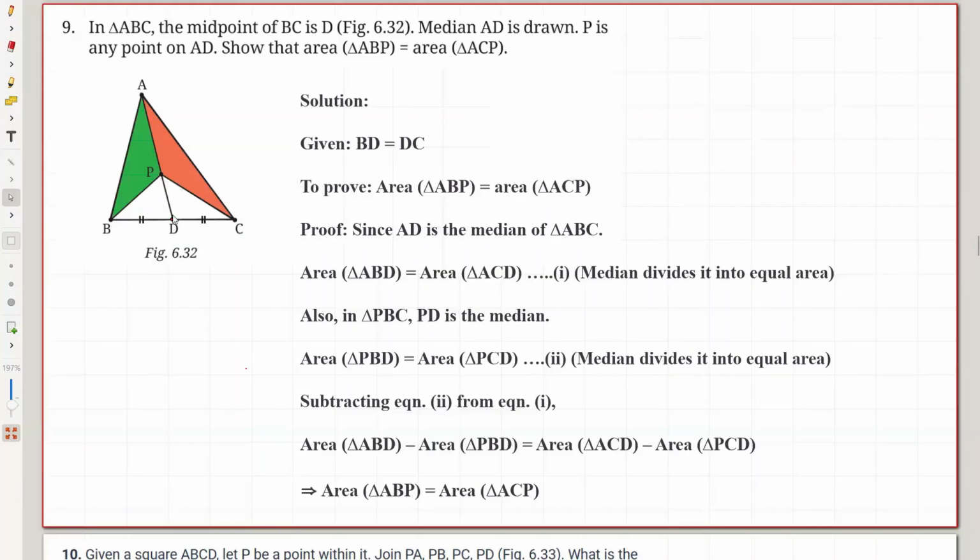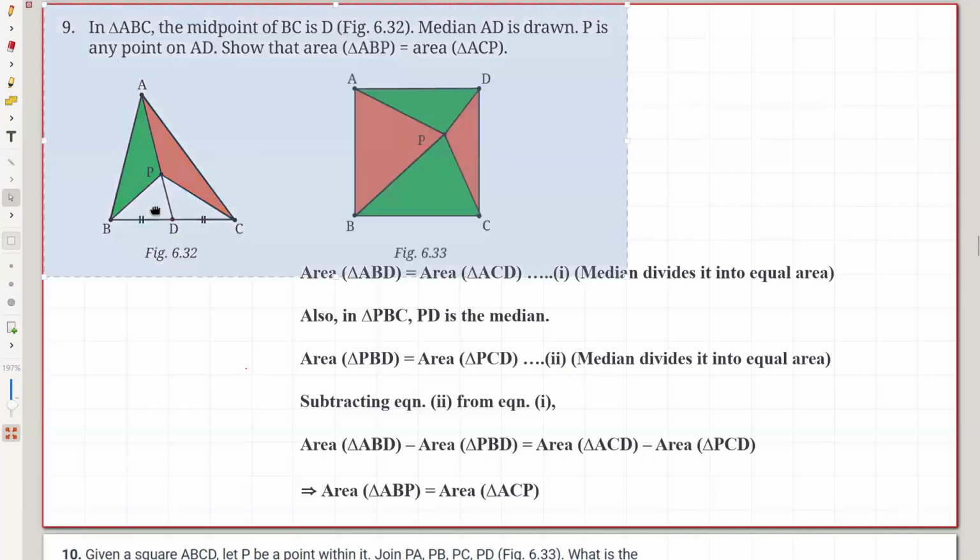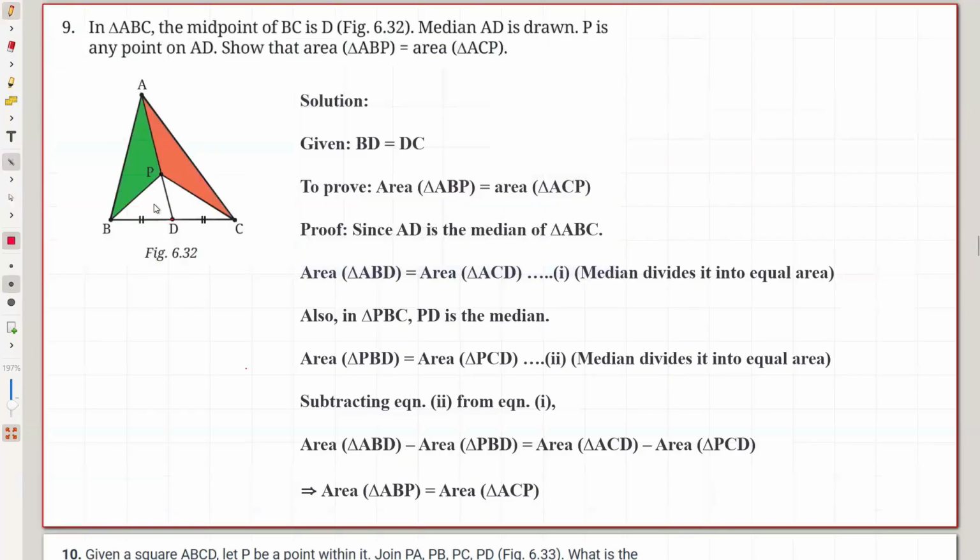Next, again, PD is the median of the triangle PBC. In the small triangle, PD is the median. Again, PD divides the triangle into two equal areas. So this area is equal to this area. Actually, you have to prove the green color area is equal to the red color. So what do you have to do? We have to subtract: 1 minus 2. Okay, subtracting.